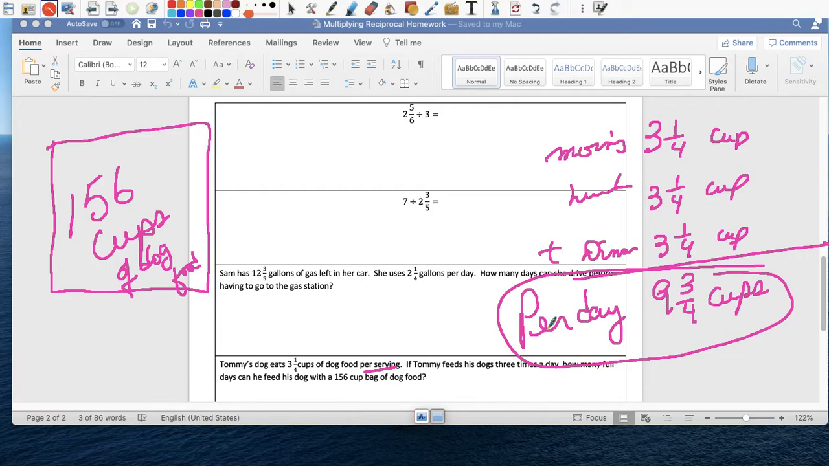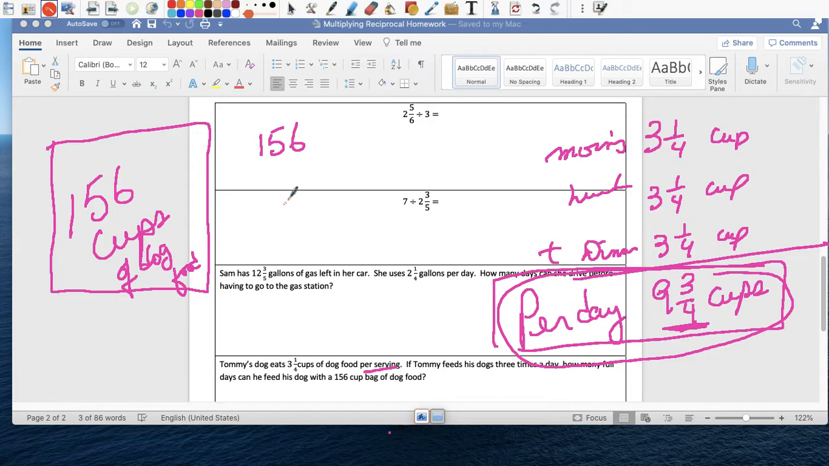Okay, so there's quite a few things we have to do here. So first we have to find out how much does the dog eat every day. So if I go to Costco and I buy this bag here, which is 156 cups inside this bag, how many days can I feed Tommy's dog? Well, one day. Do I have enough for one day? Yes, because I only need 9 and 3/4 cups. Do I have enough for 2 days? Yes. Do I have enough for 3? Well, etc., etc. We're going to have to calculate.